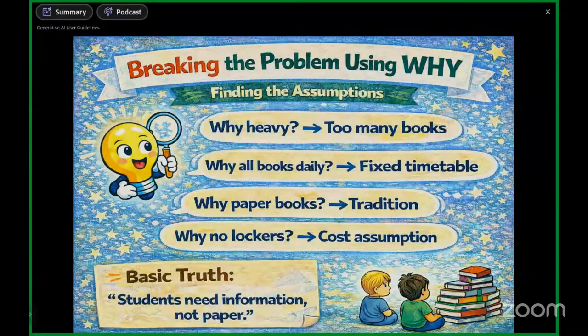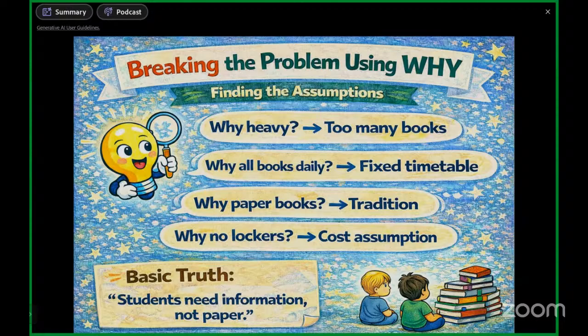Let's see what the assumptions here are. Why is it heavy? There are too many books in your bag. Why all books daily? There is a fixed timetable, and every day you have all the subjects, you have to bring all those books. Why do you have paper books? Why are your books so thick and made of paper? It is tradition. For many years, this is how it has been going on. Why don't you have lockers in your school so that you can put your bags there? You don't need to carry them home. Maybe it is because of the cost.